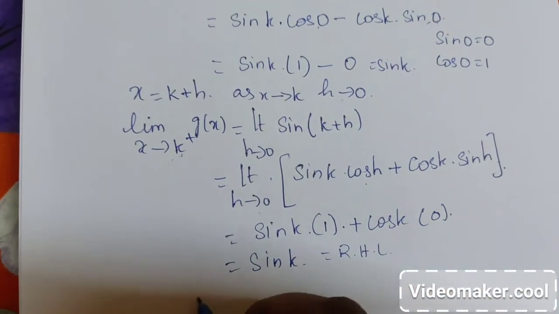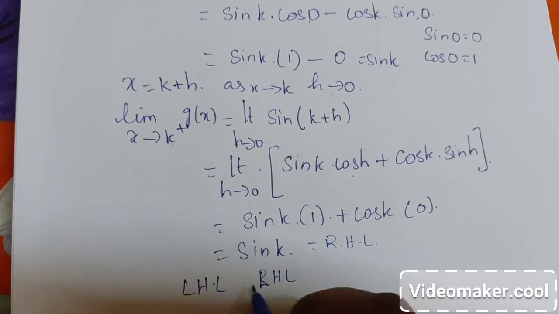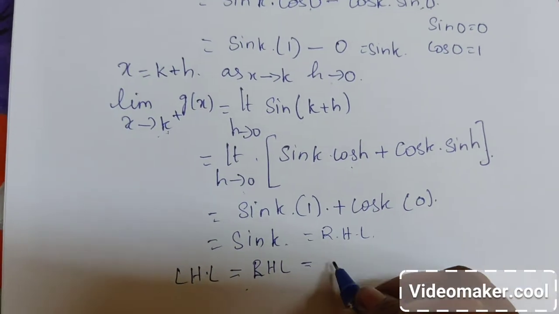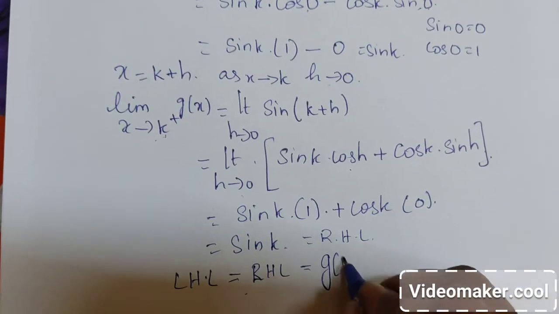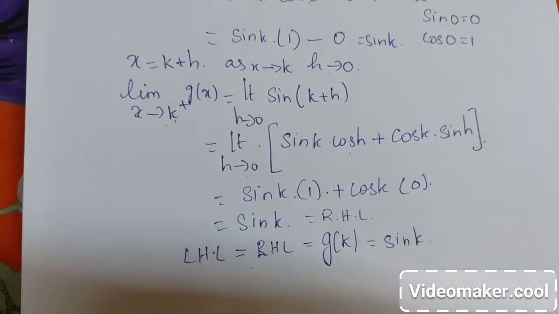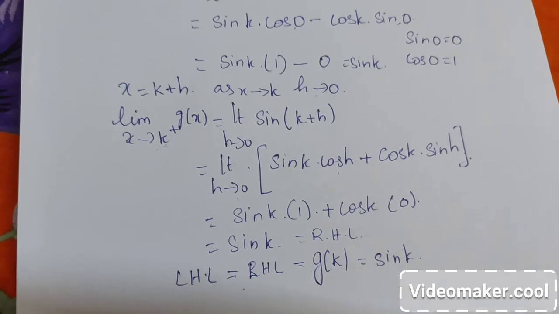So here the left hand limit exists and the right hand limit exists, and the existing limits are equal, and this limit value is equal to the functional value. So we can say the function g of x is continuous.